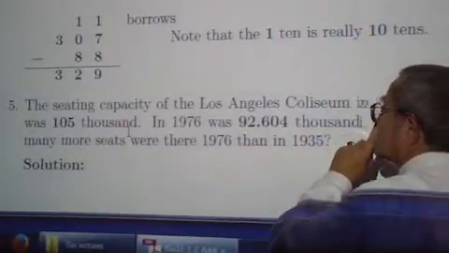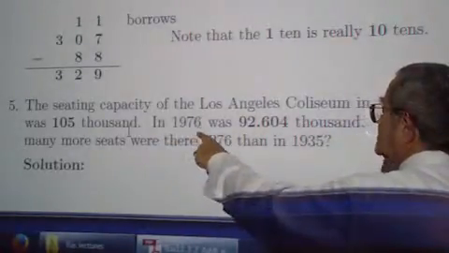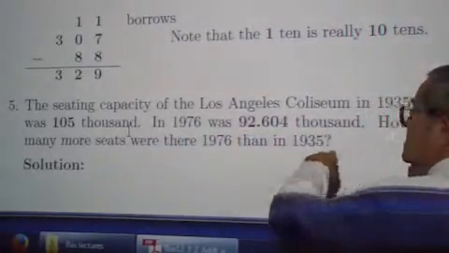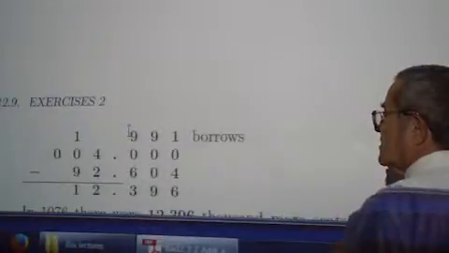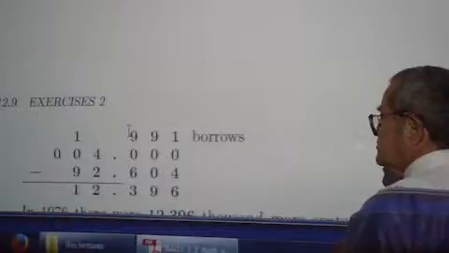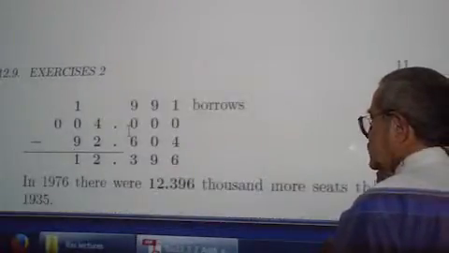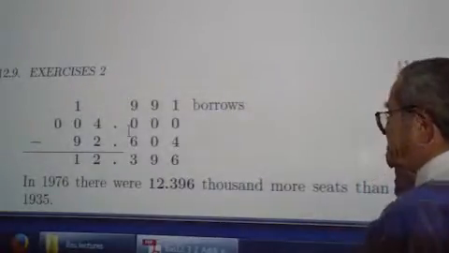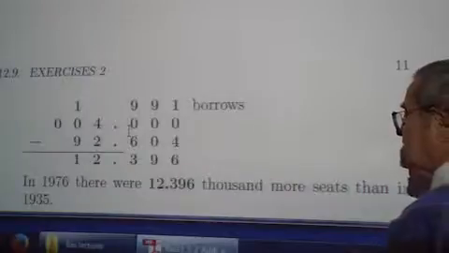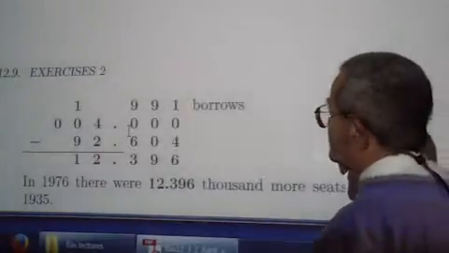Where am I? 105 to 92. How many were there in 76? I guess I have to subtract the two. And there were 12.396,000 more seats in 85 than there were in 76. You subtract the two.